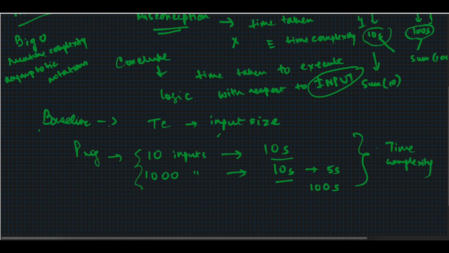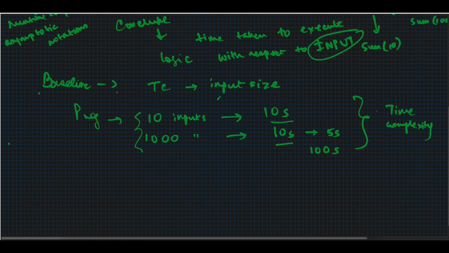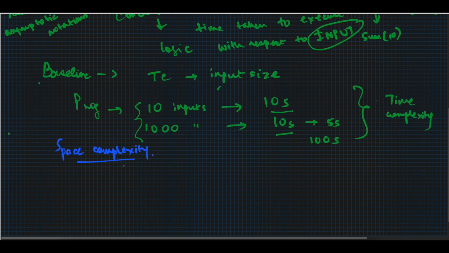Now, the other aspect that we have is space complexity. What is space complexity? Similar to time complexity only. What is the amount of space or memory that is going to be occupied when your program runs, again with respect to the input size.